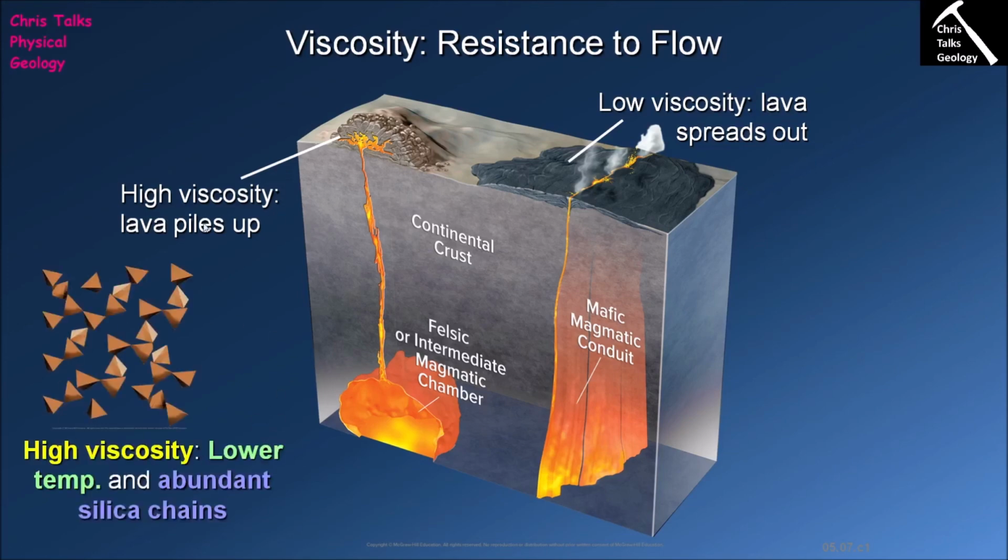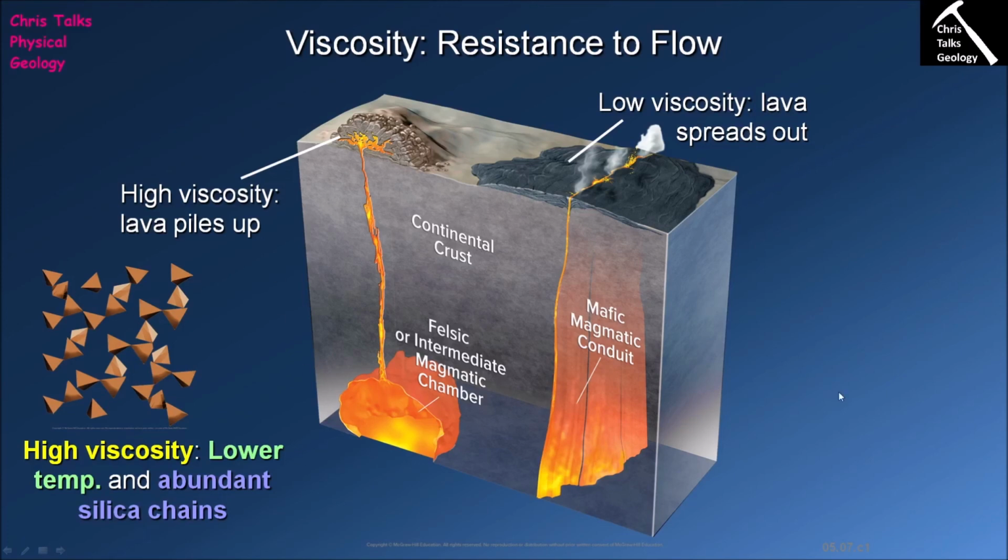So as we've discussed, these higher viscosity magmas are typically going to have a lower temperature, more abundant silica chains, and also more crystals in the magma as well. This is going to help slow down its flow. It's also going to mean that it's more difficult for the magma to flow to the surface. So this is going to reduce the speed at which magma can move from the chamber and eventually be erupted onto the surface of the Earth.